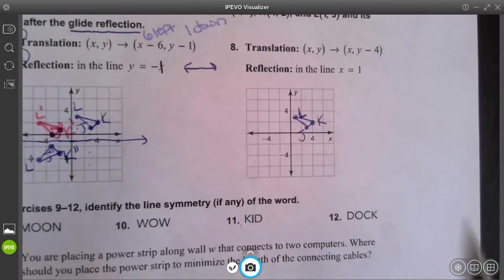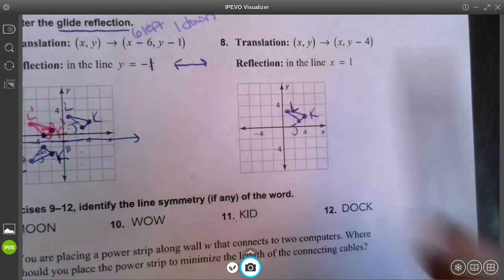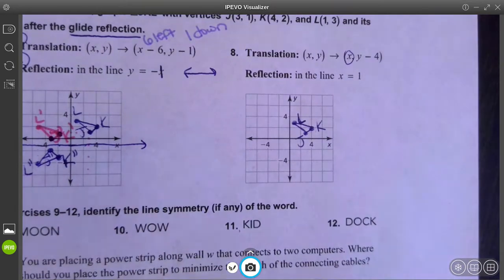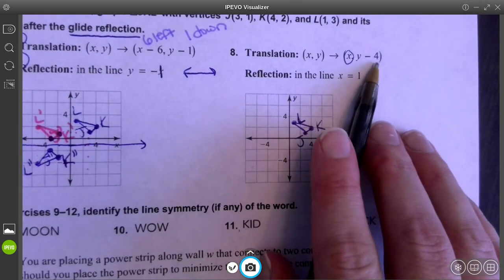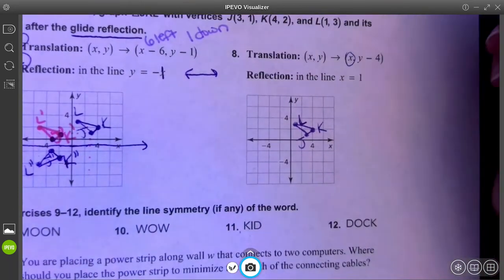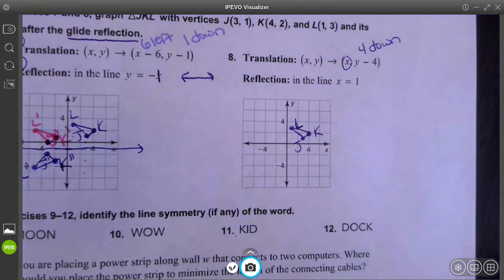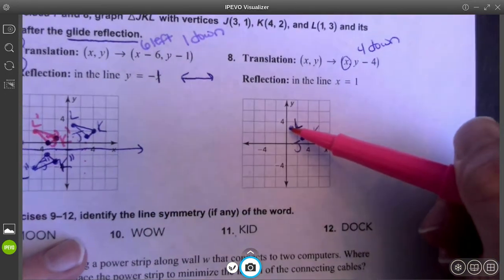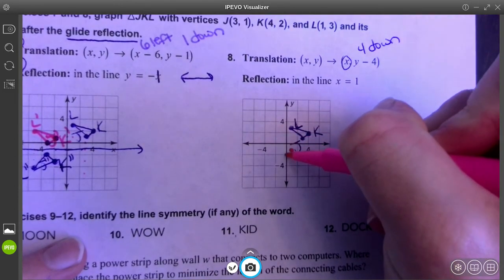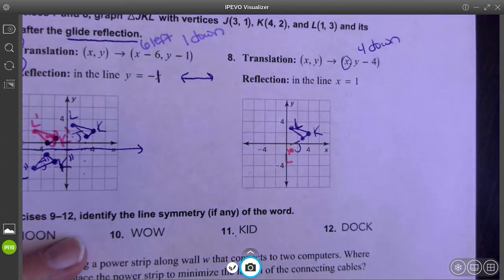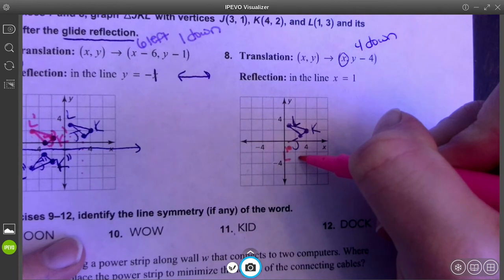Number 8, we're going to take the same triangle, but this time our translation tells us that, hey, we're not going to move it left or right at all. Notice nothing is being added or subtracted to the x-coordinate. All we are going to do in this translation is slide this triangle 4 units down. So I'm going to do that first. So L is going to move 1, 2, 3, 4 units down to become L prime. J is going to move 4 units down. 1, 2, 3, 4.